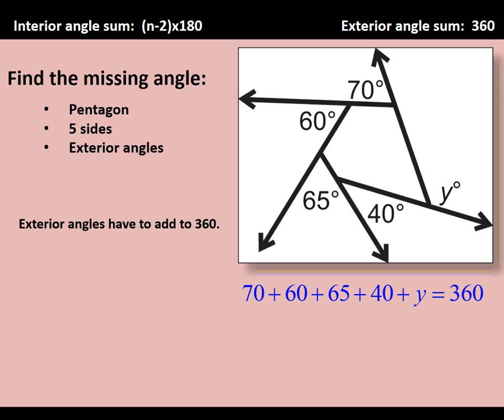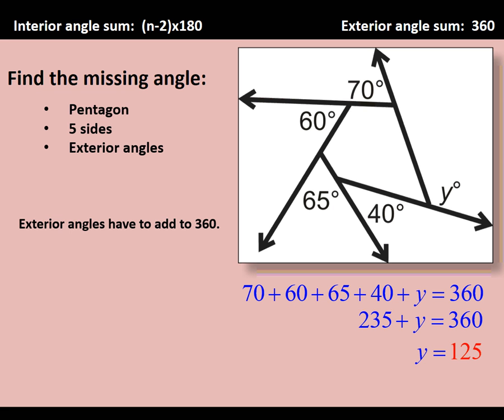So our equation would be 70 plus 60 plus 65 plus 40 plus y is equal to 360. And again, simply combine our like terms to solve for y. And very quickly, we should end up with y is equal to 125. Now, this is a basic kind of problem. It's still not very tricky.